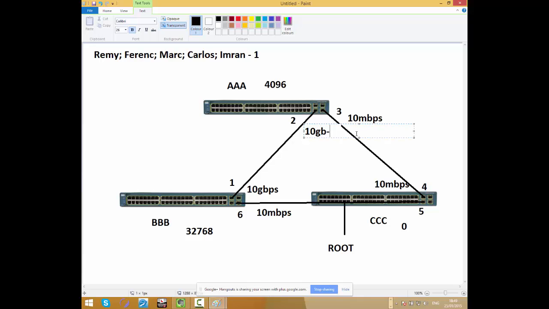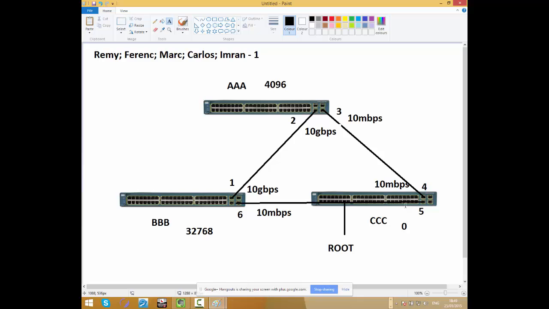So 10 GB per second. Now you have this scenario where this one is 10 MB per second, this one is 10 MB per second, and this one is a 10 GB link. Which port are we blocking? Six. Who said six? Carlos.